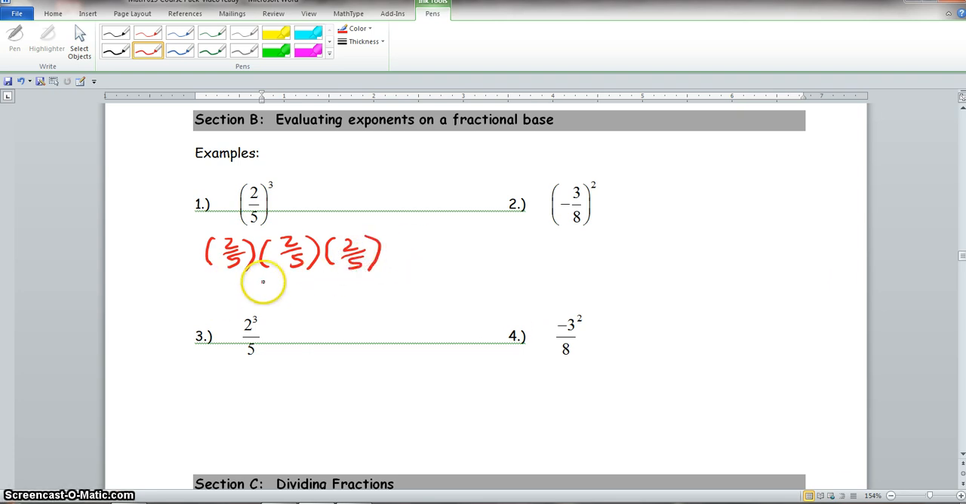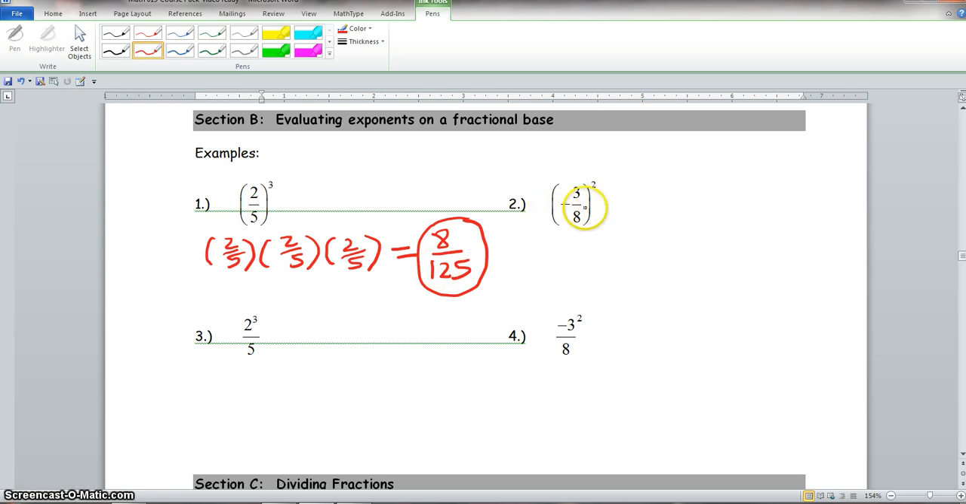Now we can multiply this just like we did any other fraction. We'll multiply all the numerators, or the tops. 2 times 2 is 4, times 2 is 8. And then we'll multiply our denominators, or the bottoms. 5 times 5 is 25, times 5 is 125. And they have nothing in common, so this is your final answer.